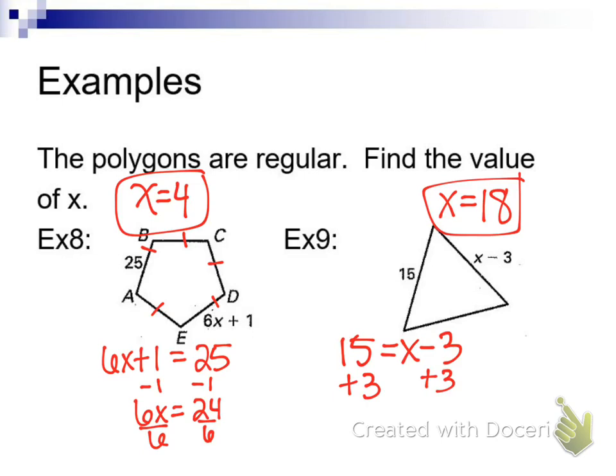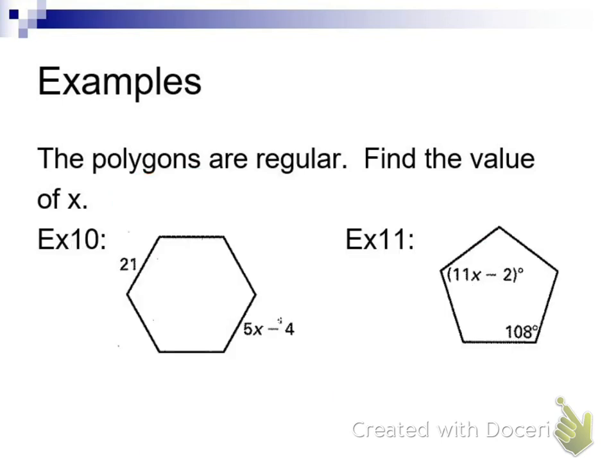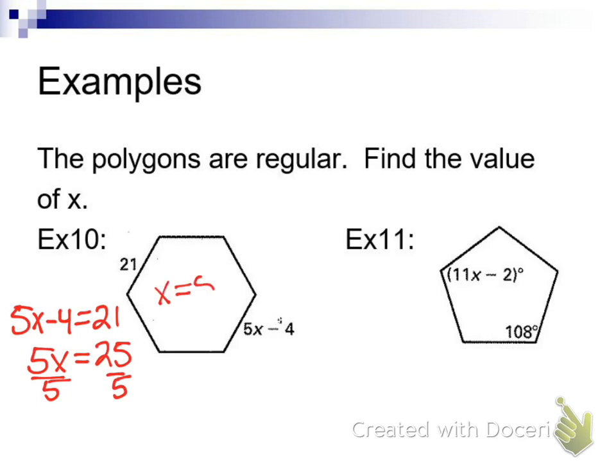Are we ready to continue? All right, we're still told that these are regular. So who can tell me what equation I should set up for number 10? 5x minus 4 equals 21. How am I going to solve for x? Add 4. 5x equals 25. Last thing. Divide by 5 and x equals 5.